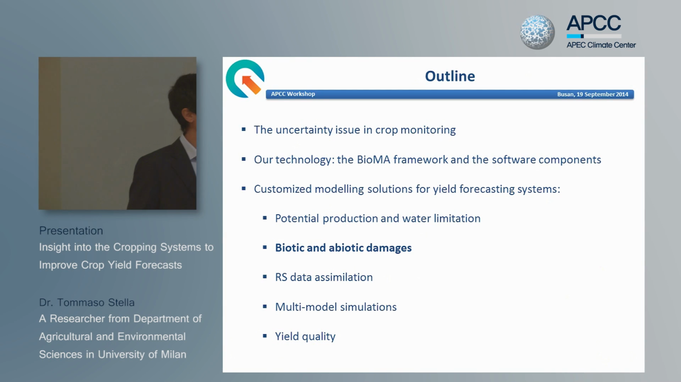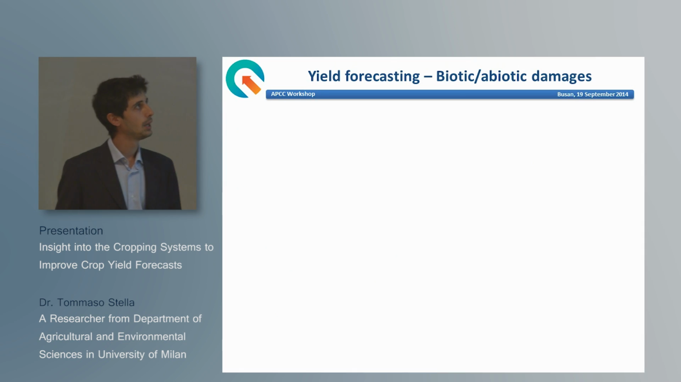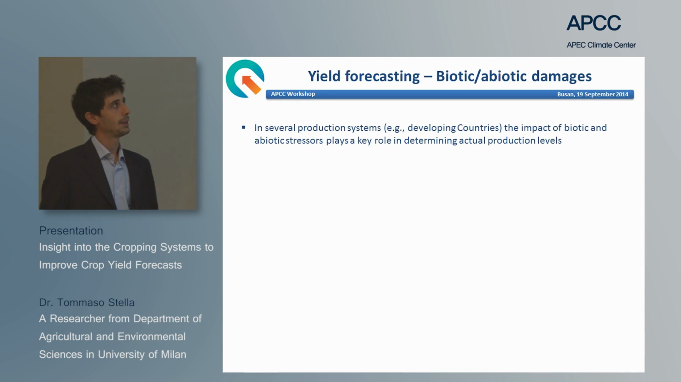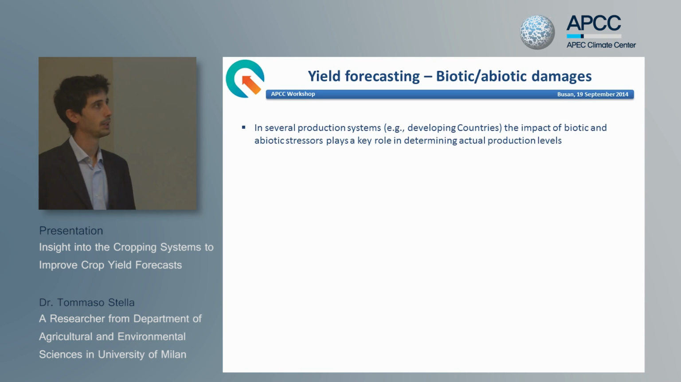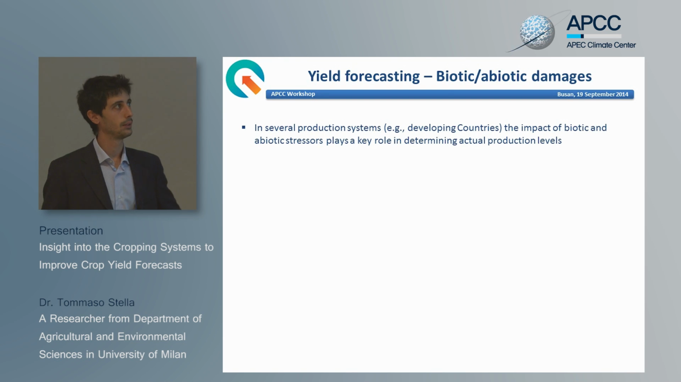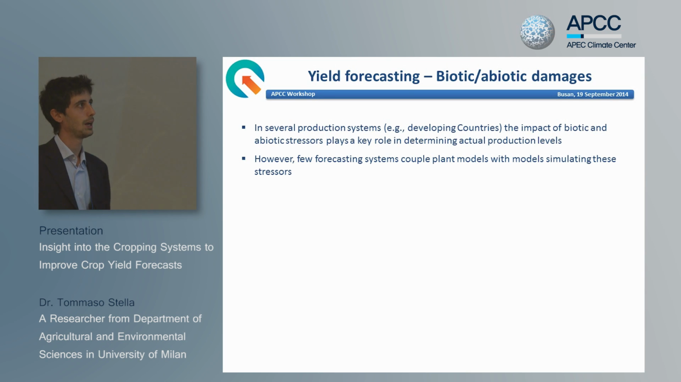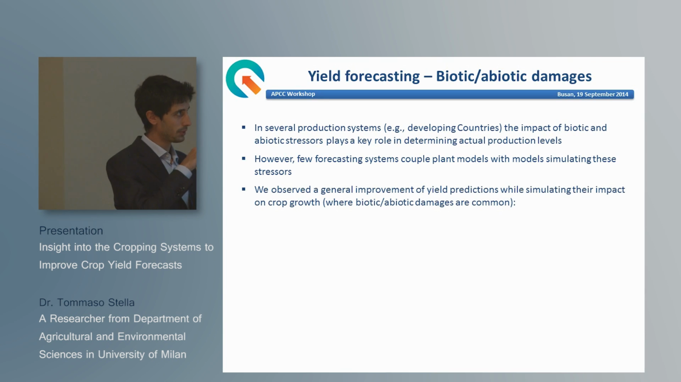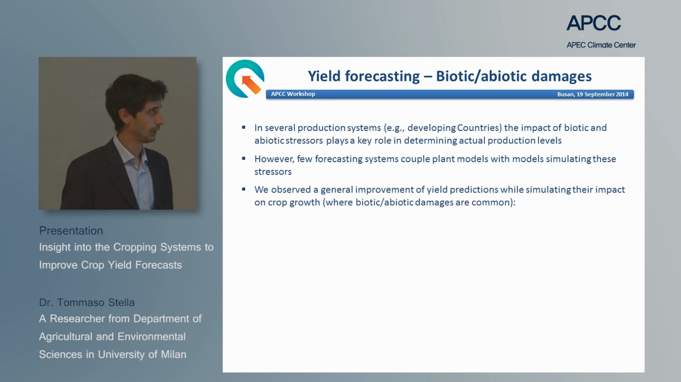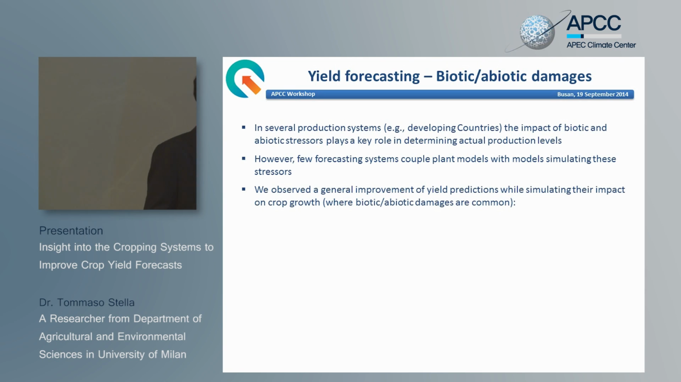So let's have a look at the results of the combined simulation of biotic and abiotic damages on crop growth and development. Here, in several production systems, for example, in developing countries, the impact of biotic and abiotic stressors plays a key role in determining actual production levels. However, few forecasting systems couple plant models with models simulating these stressors. And we observed in our tests a general improvement of yield predictions while simulating their impact on crop growth, obviously in those systems where biotic or abiotic damages are common.